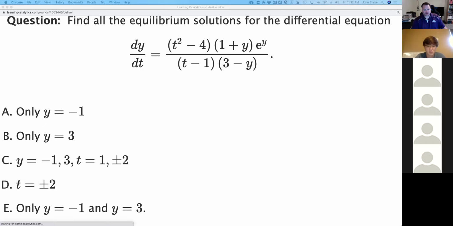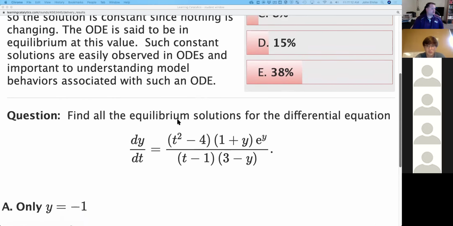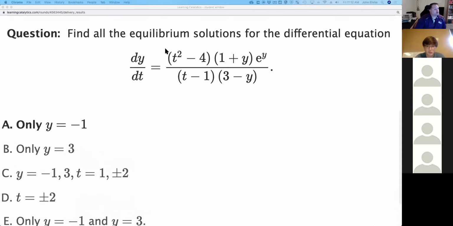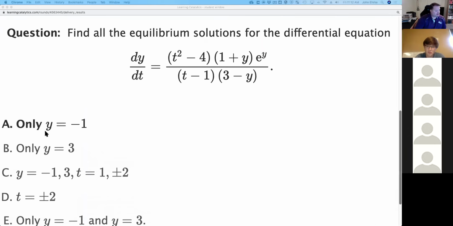All right, correct answer is A. Only y equal to -1 works. So an equilibrium solution is a constant value of the dependent variable that makes the right-hand side 0. If you plug in y equal to -1, this factor goes to 0, so the right-hand side goes to 0. That means not only is y equal to -1 a place where the slope is 0, it is also a solution. Because if you plug in -1 to the left-hand side, the derivative of -1 is 0. If you plug -1 into the right-hand side, it is 0. So it is what we call an equilibrium solution.